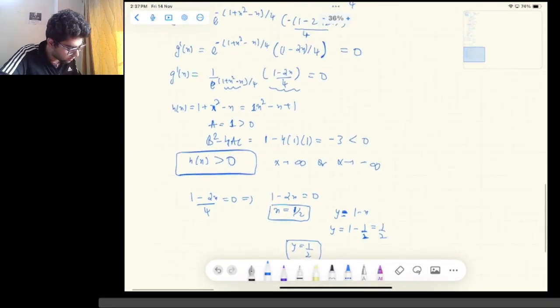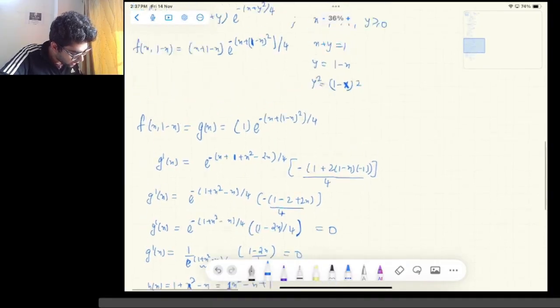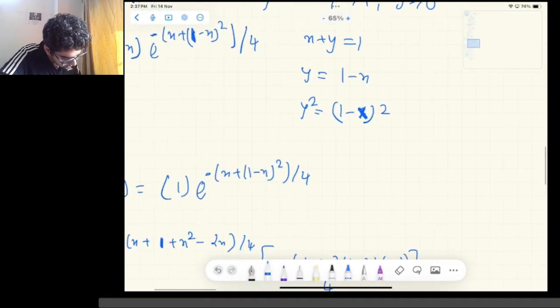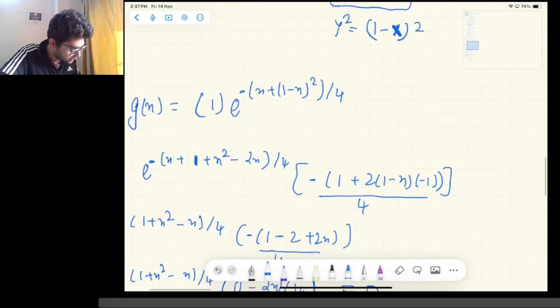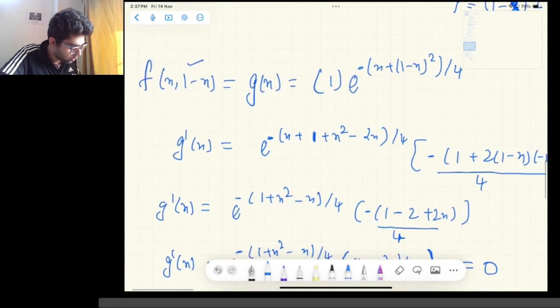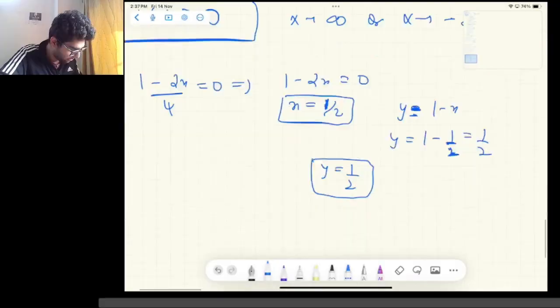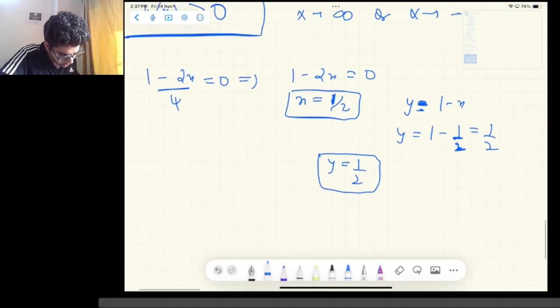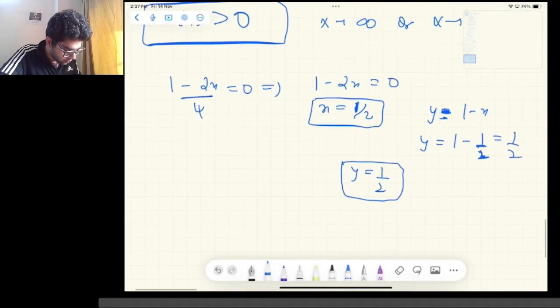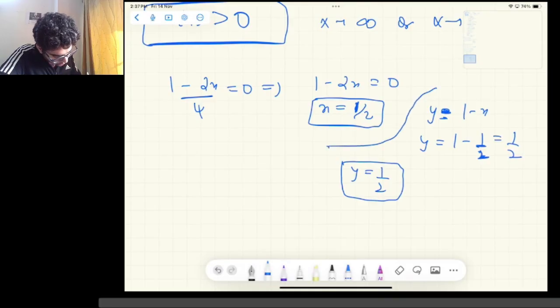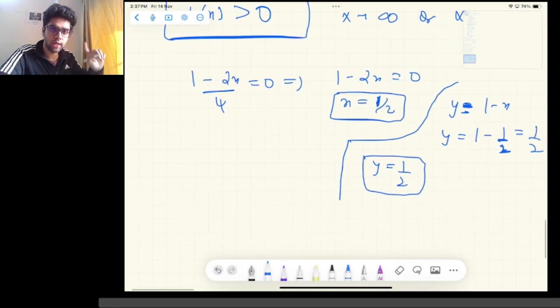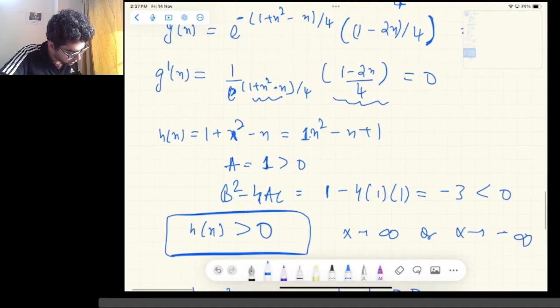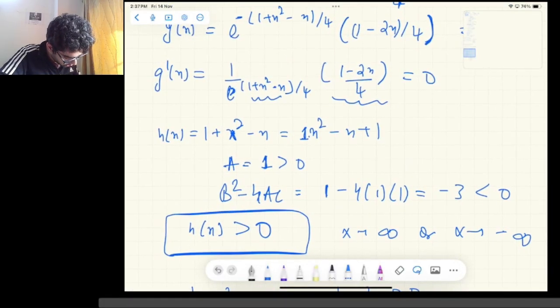right? You can very well see here that my y is equal to 1 minus x, right? I substituted 1 minus x in place of y, right? So this shows me that my x is equal to half and my y is equal to half. Also, this was not needed. We first need to show how the function is changing at half and half, right? So my first derivative of my original function, this g of x.